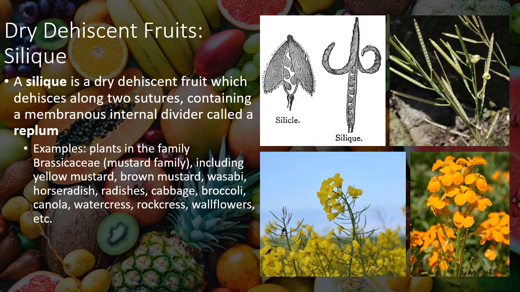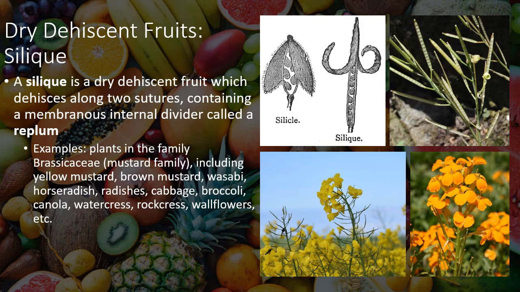And when we think about a silique, when it's closed, that replum inside would really make it so there were two chambers or two locules within the fruit. So we would say that it's a type of fruit that has two locules or two carpels that contributed to the formation of that fruit.